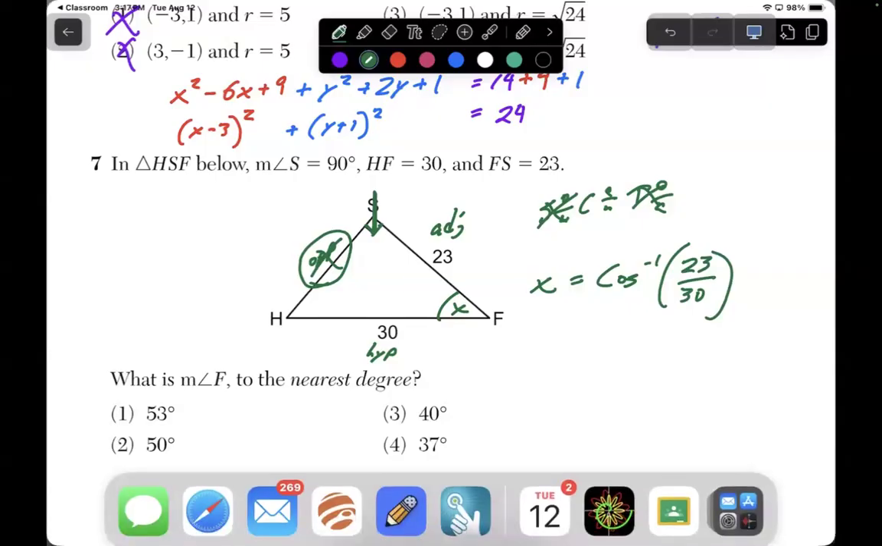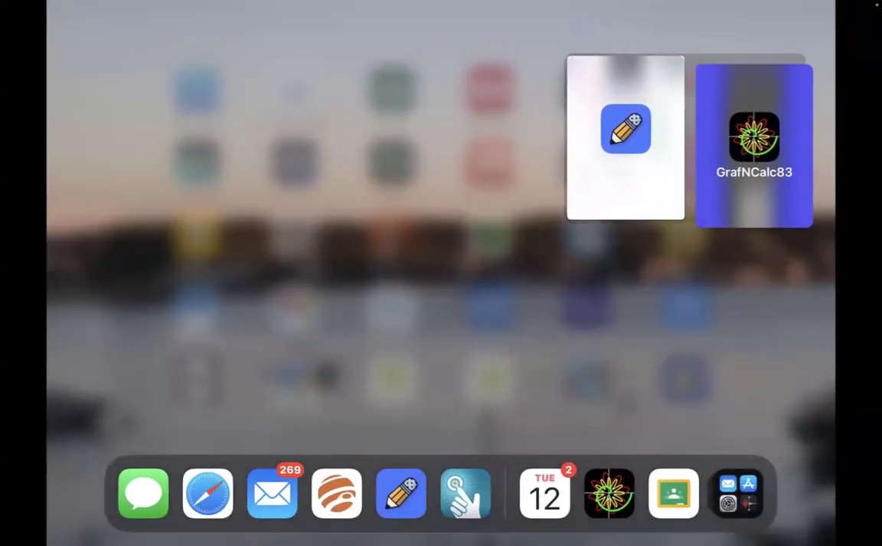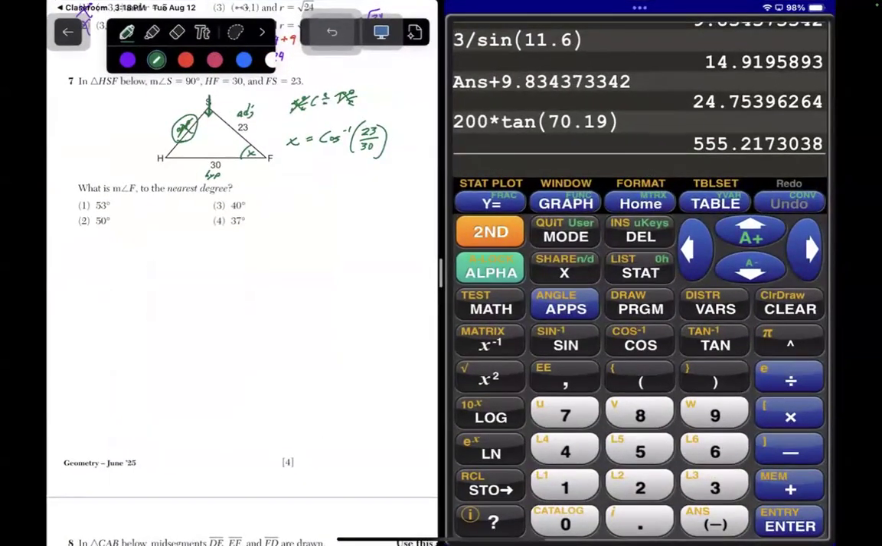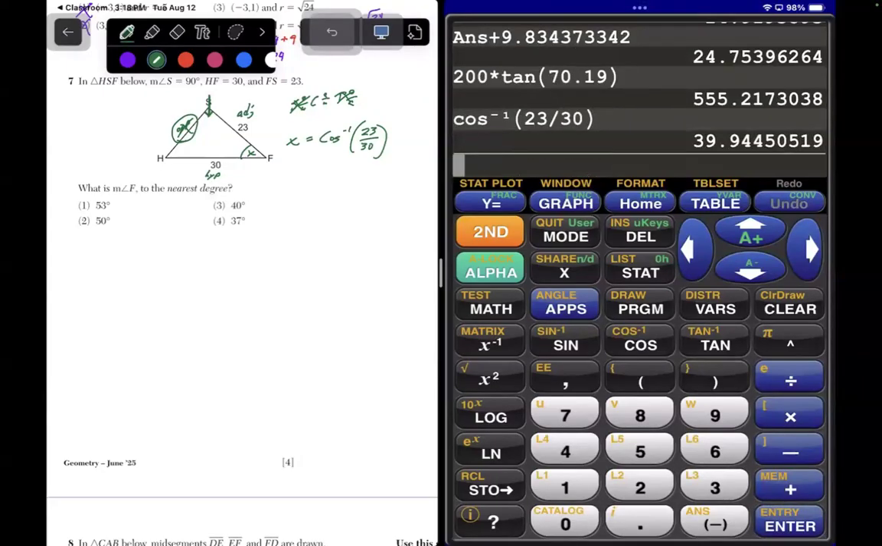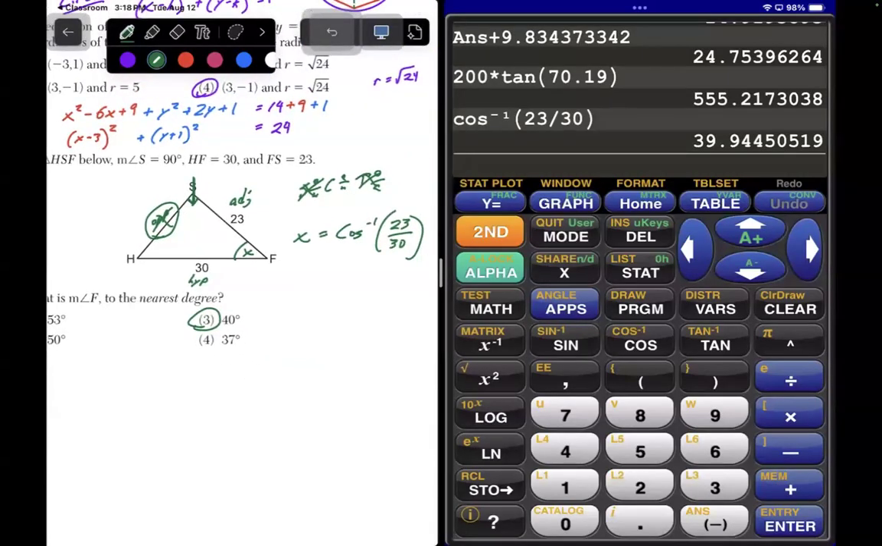Plug that into our calculators. Second cosine, 23 divided by 30. No questions? No questions yet. All right. There's your answer, 40. Did I get that right? Looks like it.